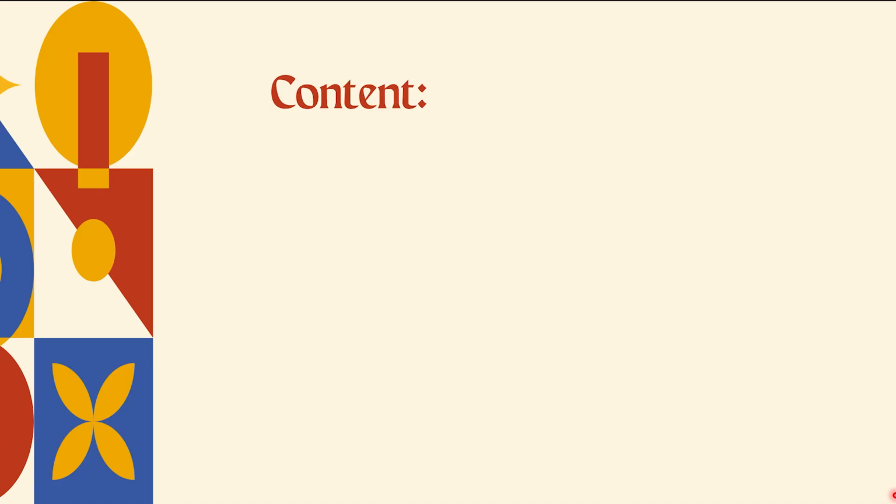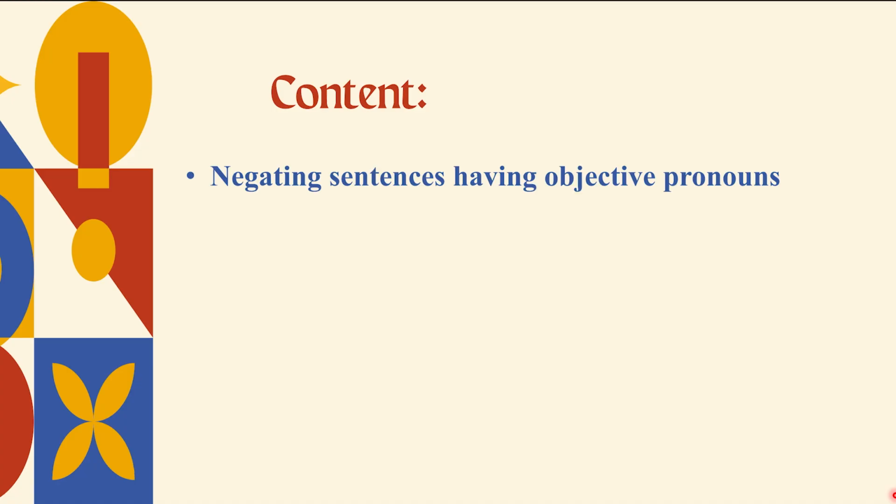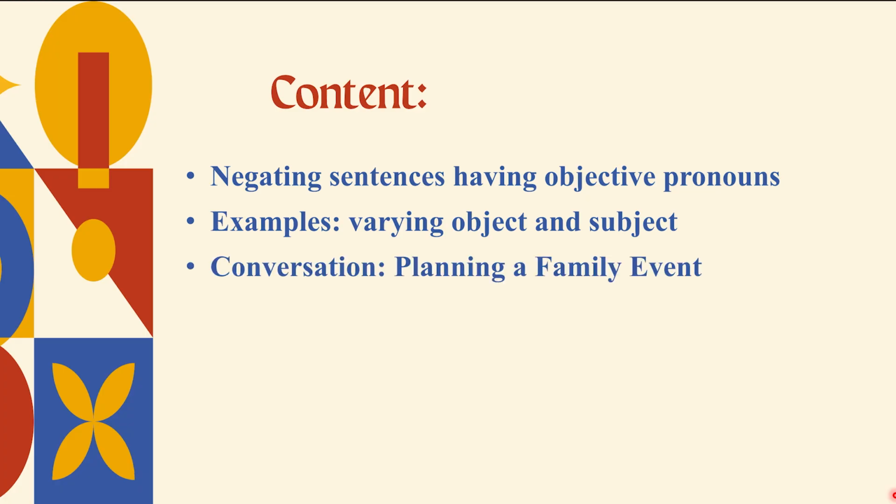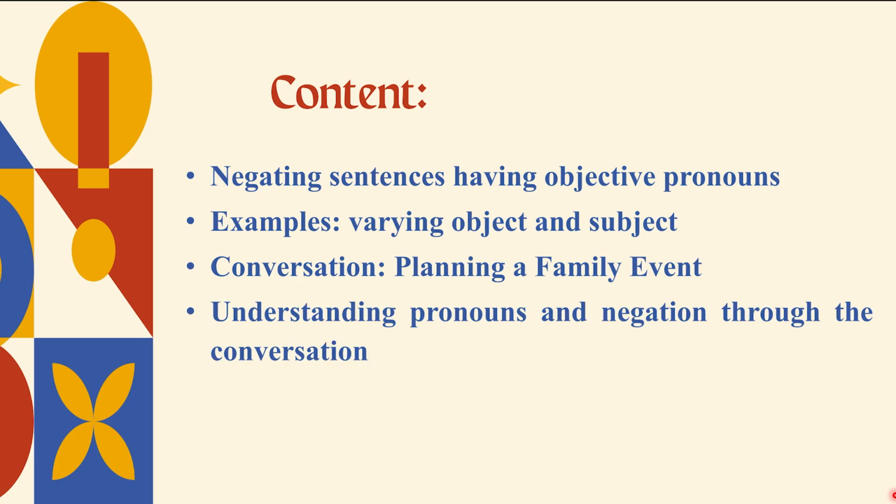So, in this lesson we are going to talk about negating sentences having objective pronouns. We are going to talk about examples of varying object and subject. It will also have a conversation wherein we are going to plan a family event. We will also try to understand pronouns and negation through the conversation. Ultimately, we will go for a summary and finalize this lesson.